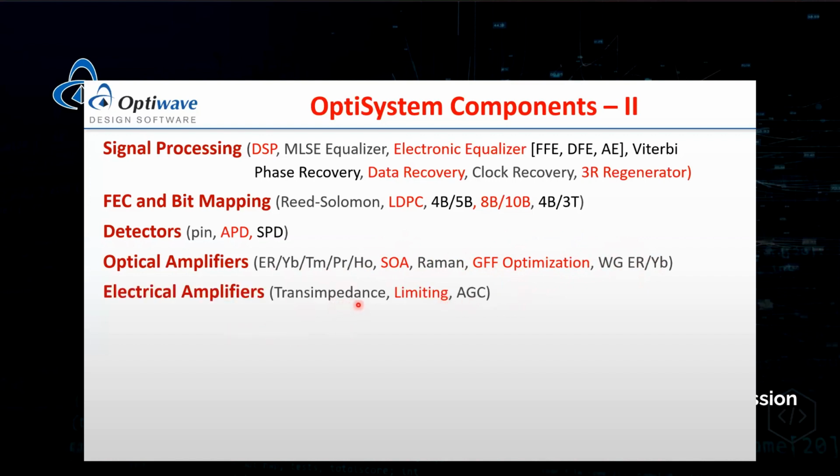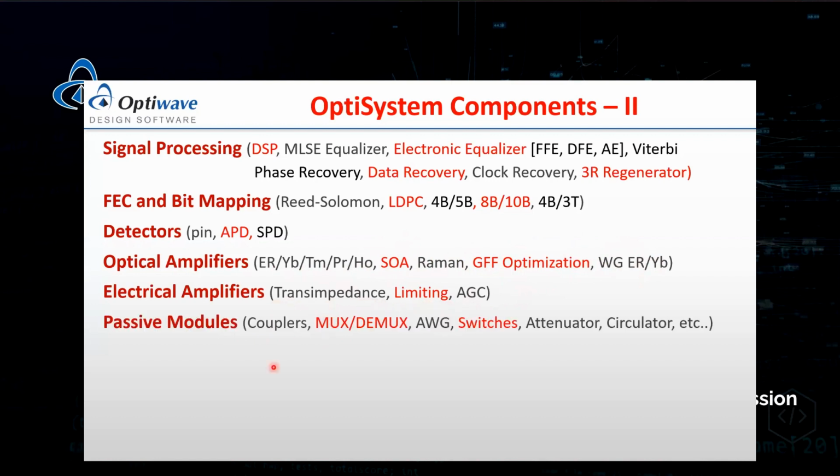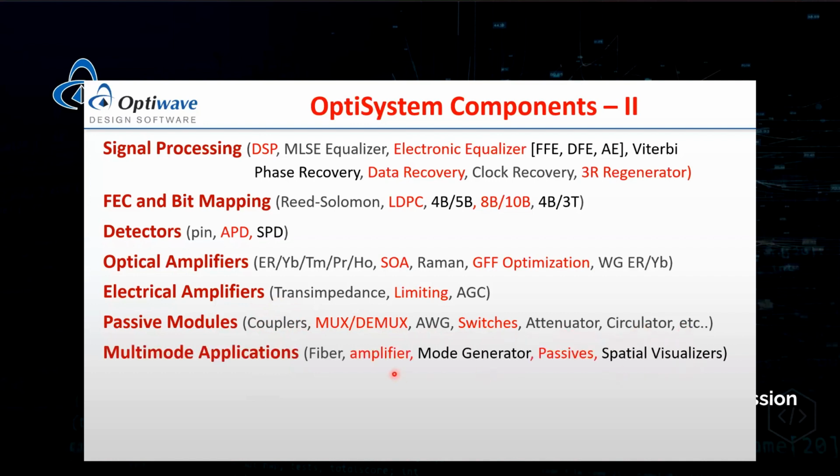Electrical amplifiers, we offer transimpedance amplifiers, limiting amplifiers, automatic gain control amplifiers. In terms of passive modules, you can think about any passive components available in the field. You would have a component representing that. So you have couplers, muxes, demuxes, arrayed waveguides, switches, attenuators, circulators, polarization controllers, and so on. In multi-mode applications, we offer multi-mode fiber, as well as multi-mode amplifiers and doped materials, mode generators, and multi-mode passive components, as well as spatial visualizers to view the modes.